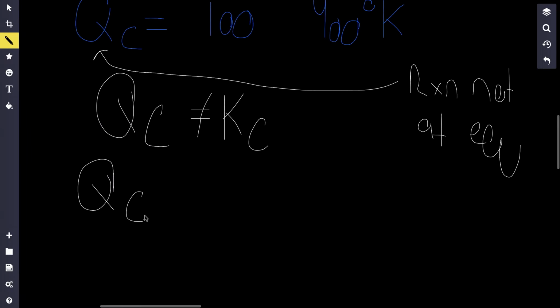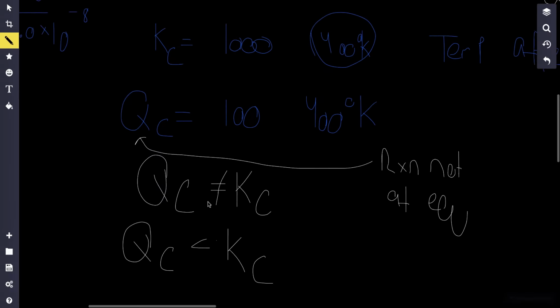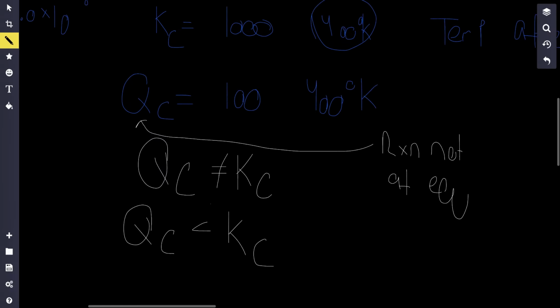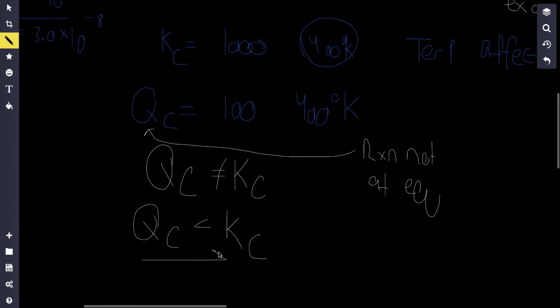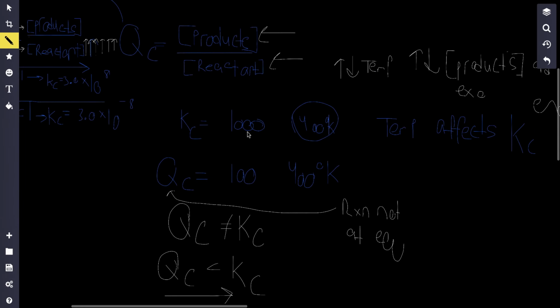Also notice how Qc is actually less than Kc. Now, what does this mean? This actually means that your reaction is going to shift to the right, aka you're going to start making more products. Now, let's think about this logically, right? My equilibrium constant is 1,000 and my reaction quotient is 100. I want to get from 100 to 1,000, because this right over here is not at equilibrium. I want to get to equilibrium, right?